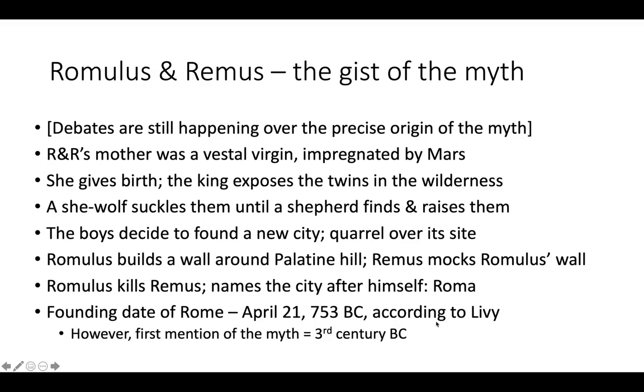However, this might be suspect because Livy wrote this myth down in the 3rd century BC, so how does he exactly know? Anyway, debate.